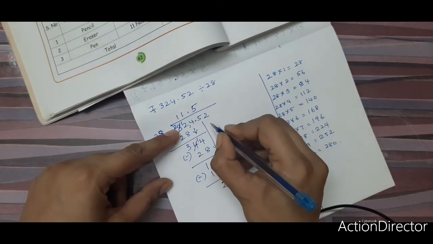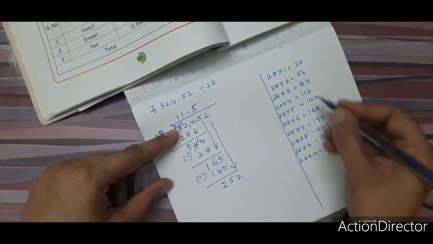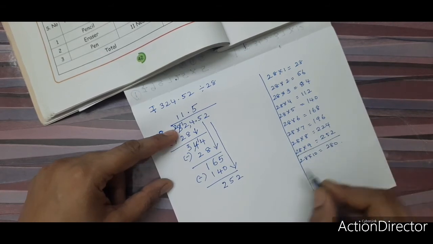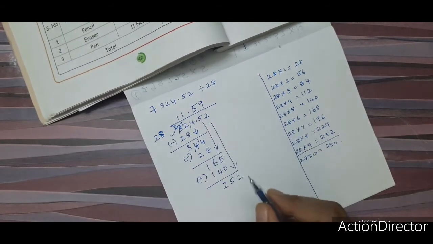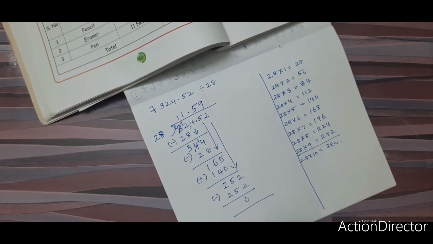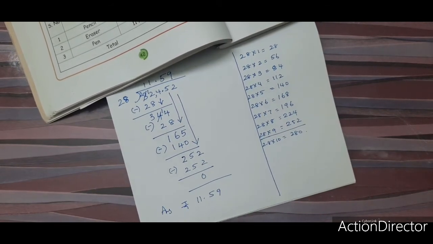Okay, then we will bring down this 2. 252. Will 252 come? Yes, 252 comes 9 times. So 9 times 252. We subtract, we are getting 0. So the answer is rupees 11 rupees 59 paise. The answer is 11 rupees 59 paise.